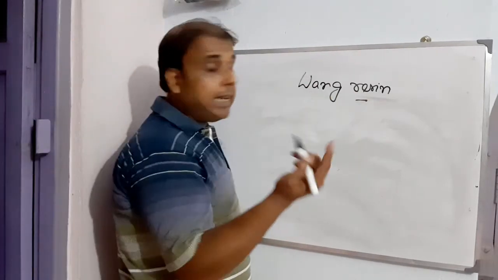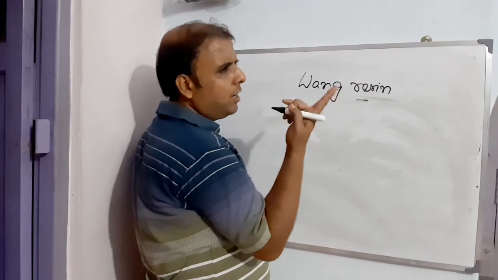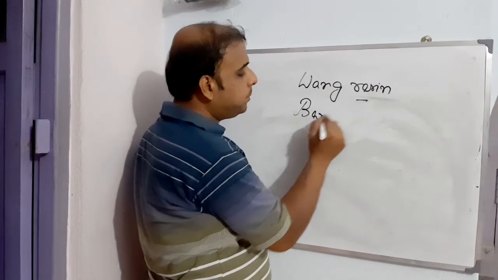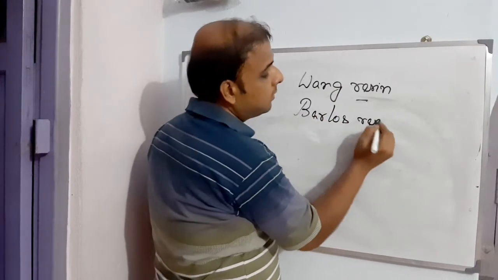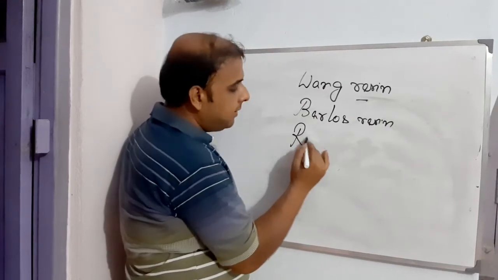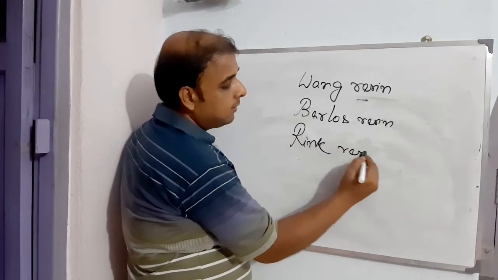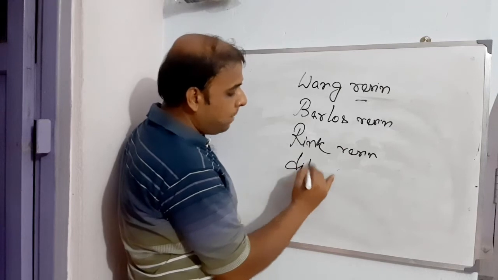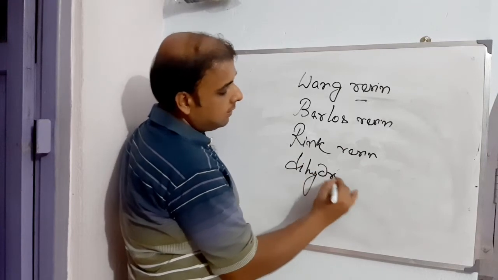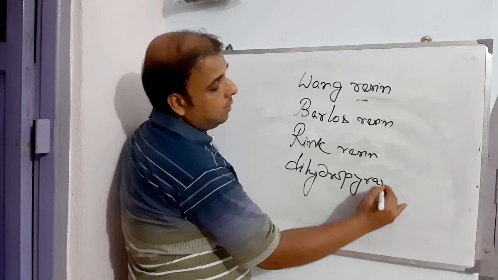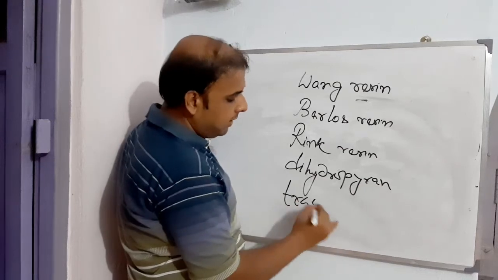We have a few more linkers. These are examples of linkers: Wang resin, then Barlow's resin, then Rink resin, we have a dihydropyridine resin, and we have the traceless linker as well.